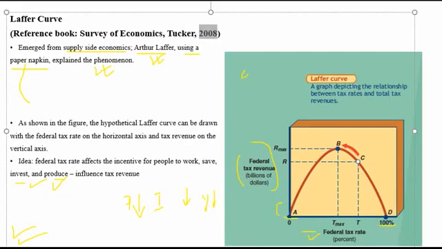So the idea is that the tax rate will be affecting the tax revenue, and the tax rate should be formulated in such a way.